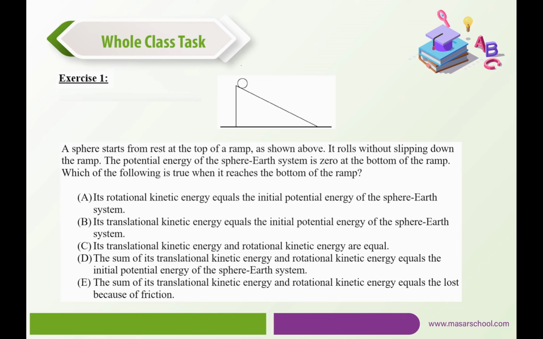So here the energy is completely gravitational and here it's completely kinetic, but we know that because it's performing rolling without slipping, we have two types of kinetic energy given by half mv square plus half I omega square, which means that if at the bottom of the ramp the gravitational potential energy vanishes, all of this energy has been converted into translational and rotational kinetic energy. For this reason, the sum of its translational kinetic energy and rotational kinetic energy equals the initial potential energy of the sphere-Earth system, which is D.